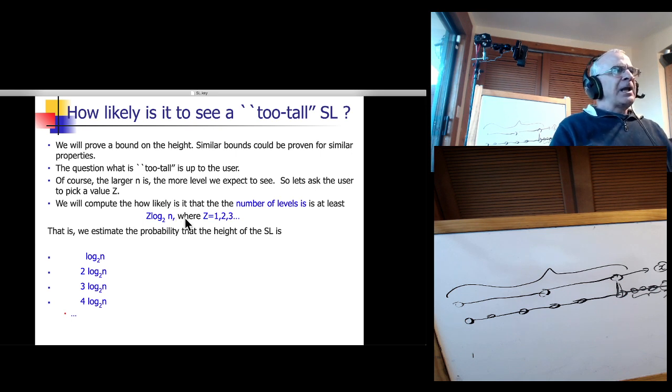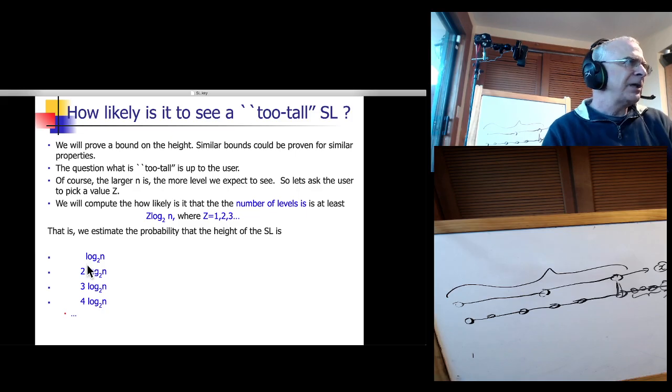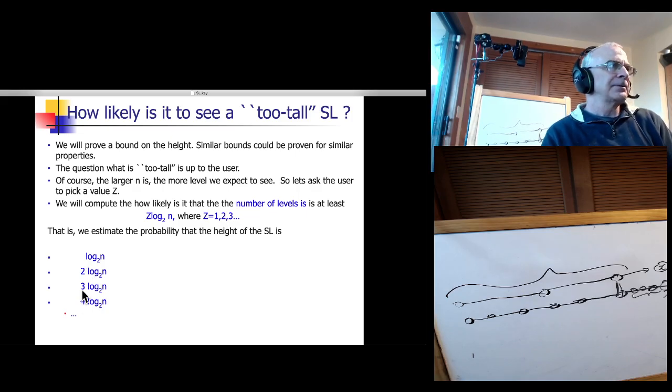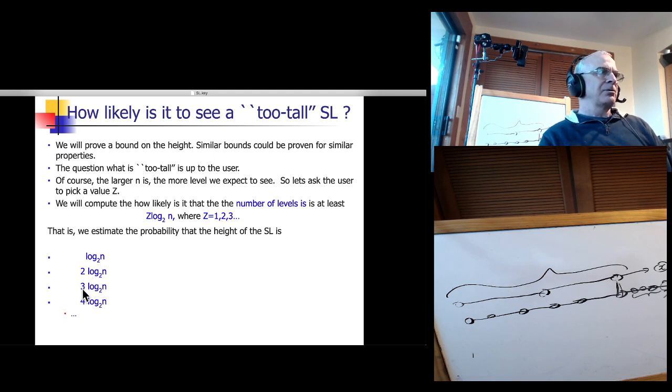But the user should tell me some number, z, and I'll tell you what the probability is that you'll find a skip list that is more than z times log n. And all I'm asking the user is, what is this z that you personally think is too high? Is z equal 1, z equal 2, z equal 3? And instead of waiting for the user to say it, what I'm going to show you is, let's understand what is the probability that the height of the skip list is 2 times log n, or 3 times log n, or 4 times log n, and let's see how likely it is.